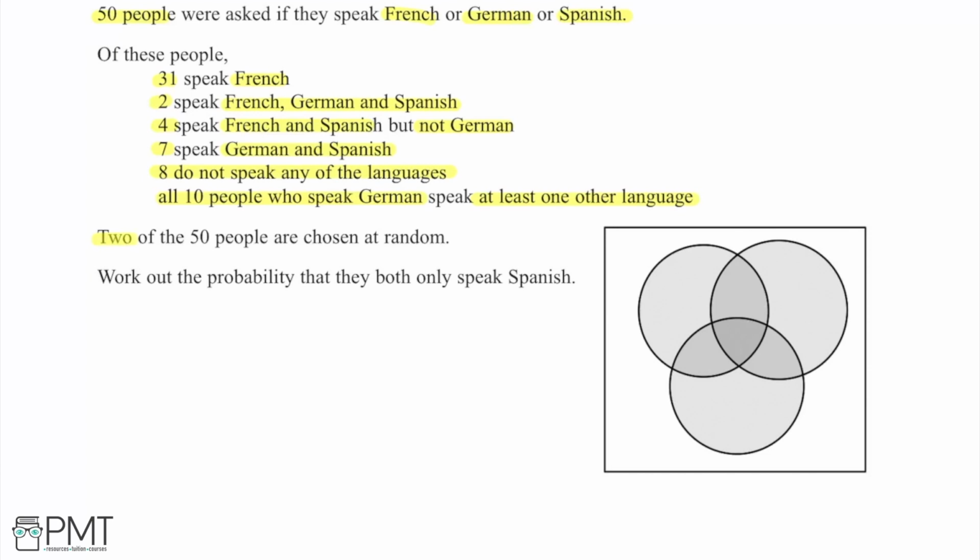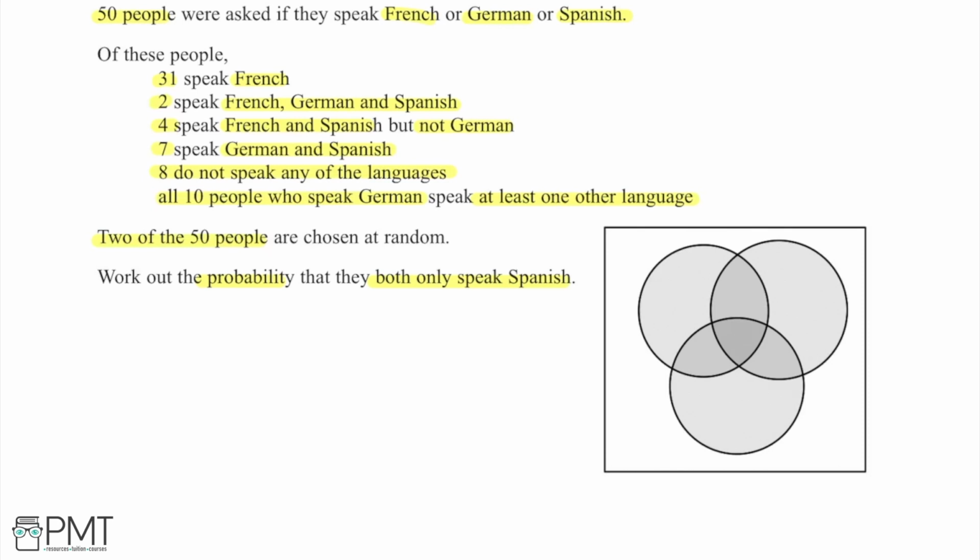We're told that 2 of the 50 people are chosen at random, and we're asked to work out the probability that they both only speak Spanish. So we're given a lot of information here to read through and work through, and if we have a look at what we're actually working with, we've basically got 3 main categories. So we've got the French, German and Spanish speakers, and we've got the number of people that are going to fit into each category and into kind of the overlap between categories.